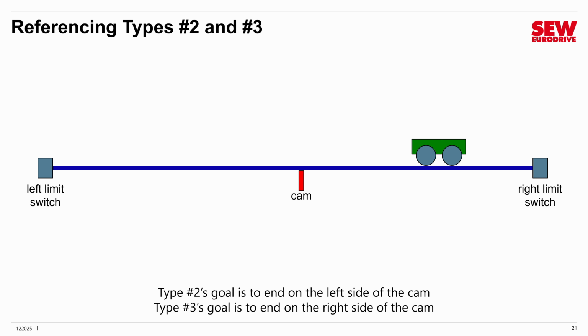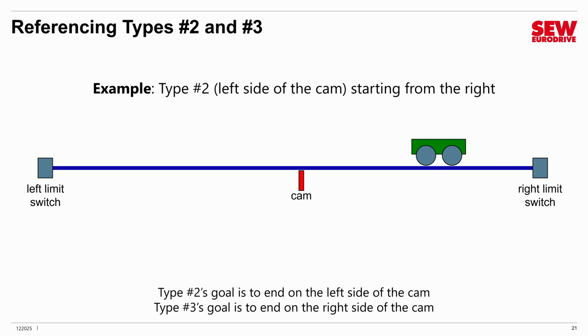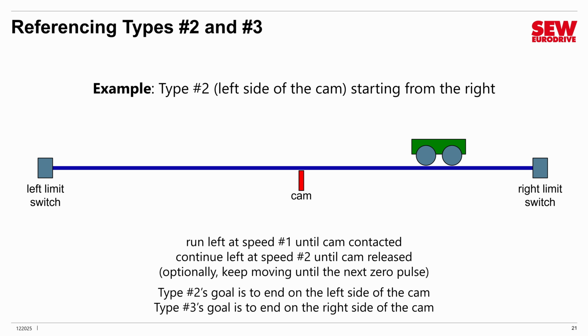Here's another. These both use a reference cam. The only difference is which side of the cam you wind up with when you're finished. So let's look at type 2, where you wind up on the left side. You run at the higher speed until you contact the cam. You keep moving at the slower speed just until it releases. So sort of like this. Touch it, move through it, but do it at the lower speed. You clear the cam, you stop. Optionally, you could have used the zero pulse, but we didn't in this case. Type 3 would be identical, except it would move in the opposite direction and end up on the other side of the cam.